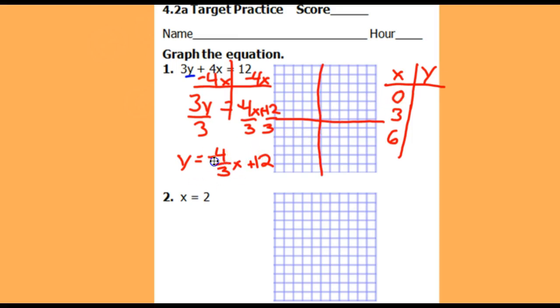So if I put 0 in for x, that'd be 12 divided by 3. I missed that. That's positive 4. If I put 0 in for x, negative 4/3 times 0 is 0, plus 4 is going to be 4. Negative 4/3 times 3 is going to be negative 4, plus 4 is going to give me 0. And then negative 4/3 times 6 plus 4 would give me negative 4.